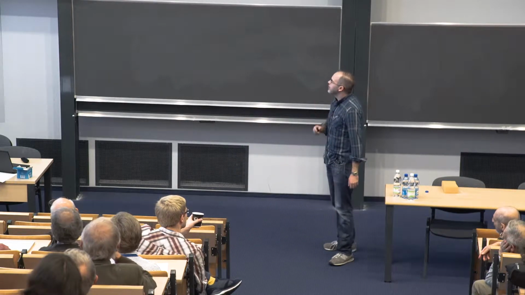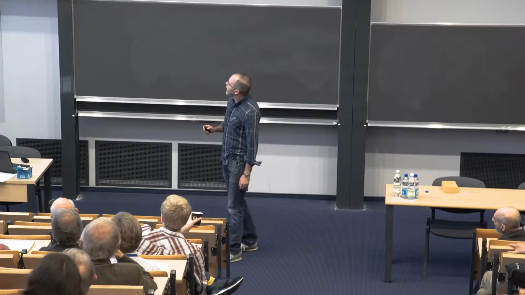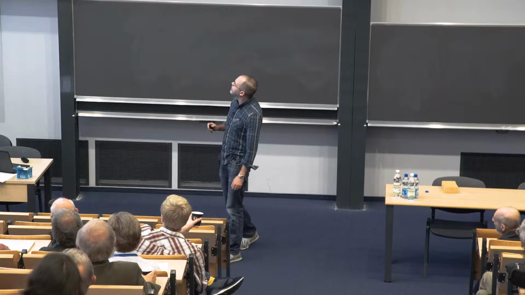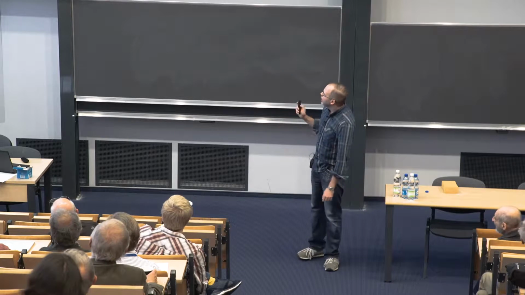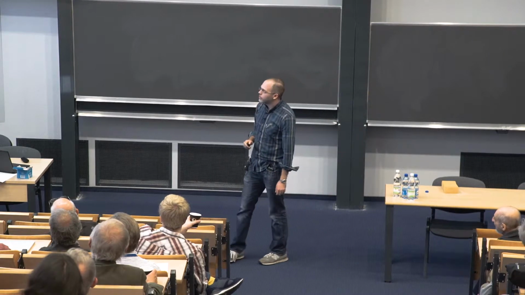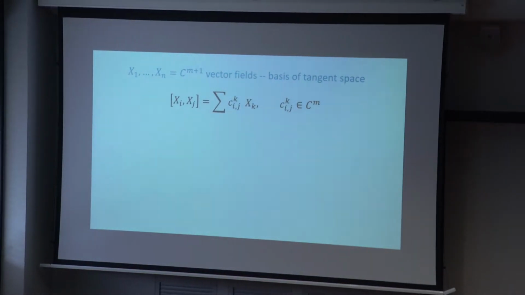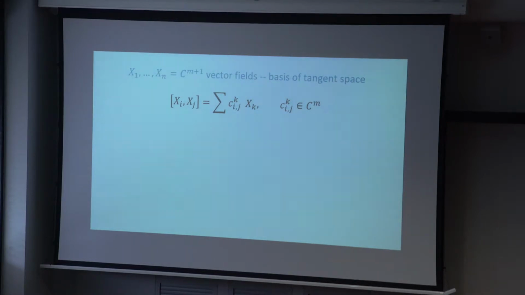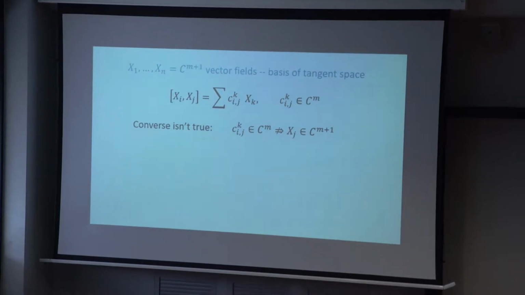All right, on to my second trivial proof. Let's take X1 through Xn. They are going to be C^(m+1) vector fields, and I'm just going to assume they're a basis for the tangent space at every point. Now I'm going to take the commutator of two of these vector fields, Xi with Xj. It can be written as a linear combination of the X's because they're a basis. But these coefficients, the best you can say about them in general is that they're Cm, because taking a commutator involves taking some derivatives. Okay, but the converse is not true. Just because the c's are Cm does not mean the X's are C^(m+1).